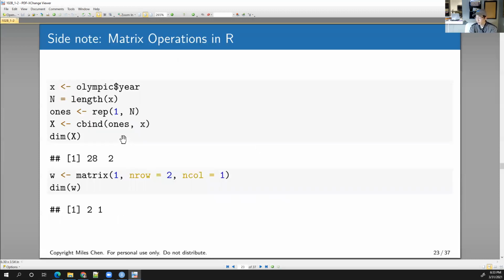So here, let me just do these matrix operations in R here, okay? So X is the vector of year values, so like 1900, 1904, 1908, and stuff like that. N is the length, and I'm going to create a column of ones, and I'm going to create X by binding the ones with the X, right? So X is a 28 by 2 matrix, an n by 2 matrix, and then W is a 2 by 1, and so here I just have the value 1 repeated, okay? 2 rows, 1 column. The dimensions of W is 2 by 1.